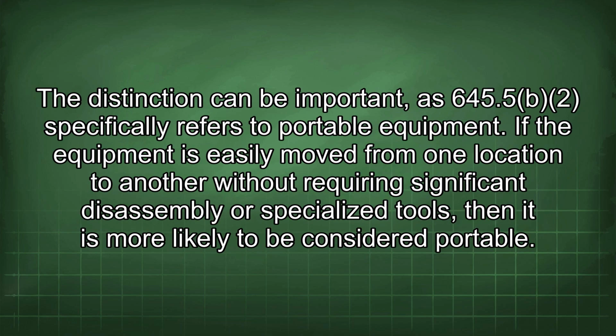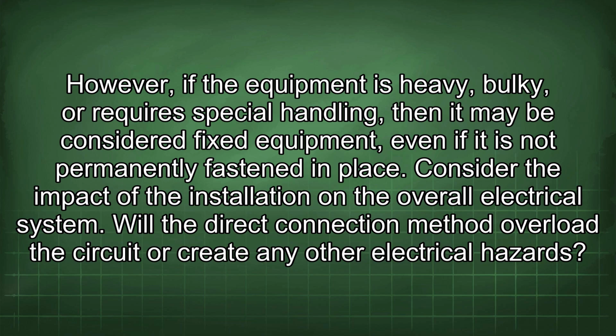The distinction can be important, as 645.5(D) specifically refers to portable equipment. If the equipment is easily moved from one location to another without requiring significant disassembly or specialized tools, then it is more likely to be considered portable. However, if the equipment is heavy, bulky, or requires special handling, then it may be considered fixed equipment, even if it is not permanently fastened in place.